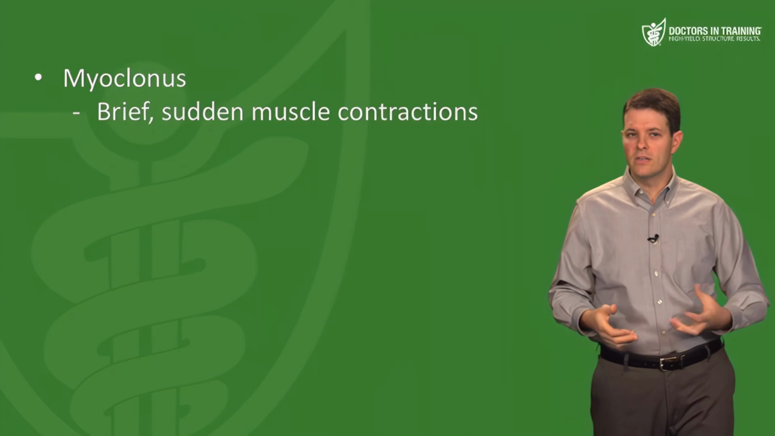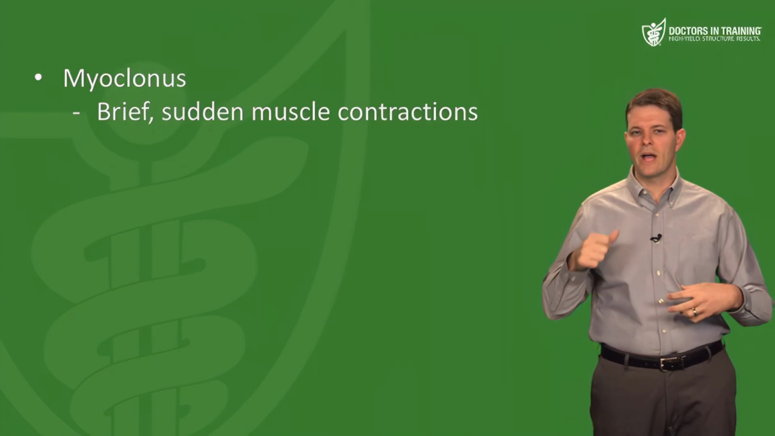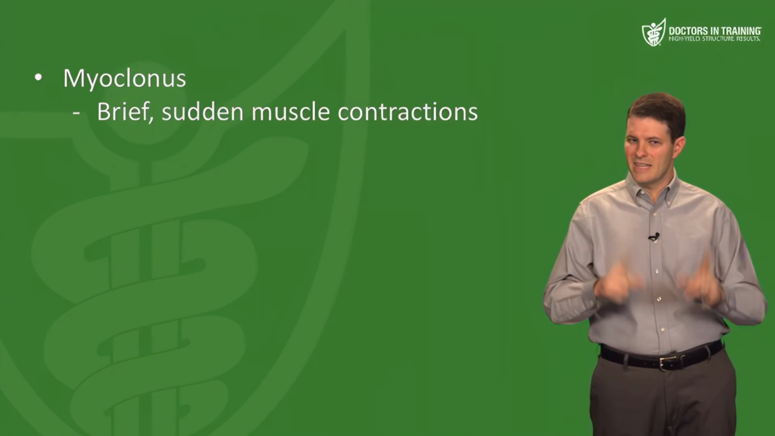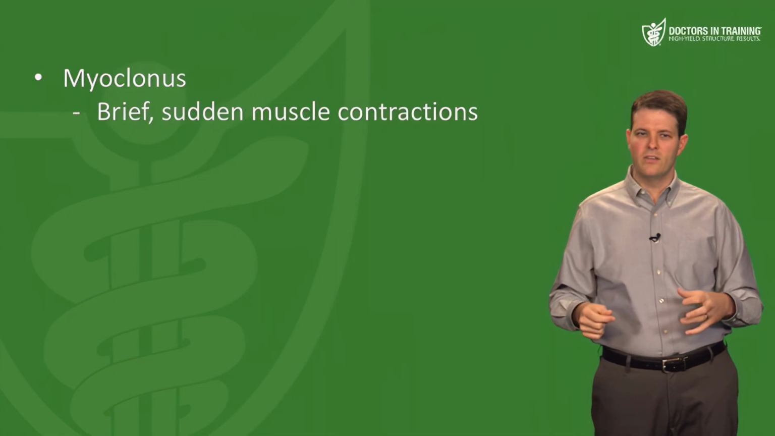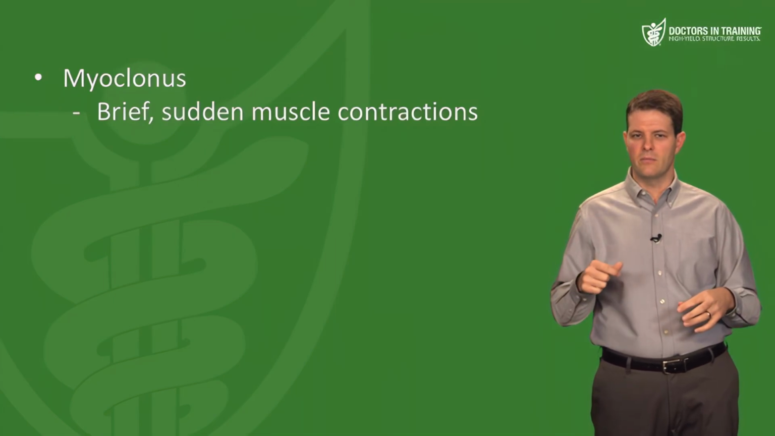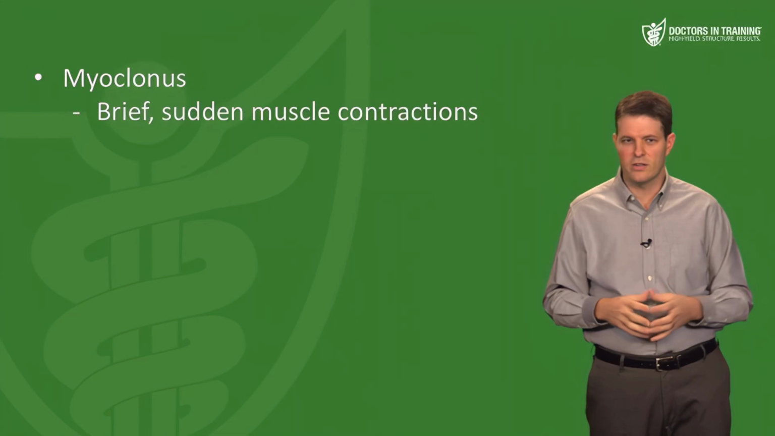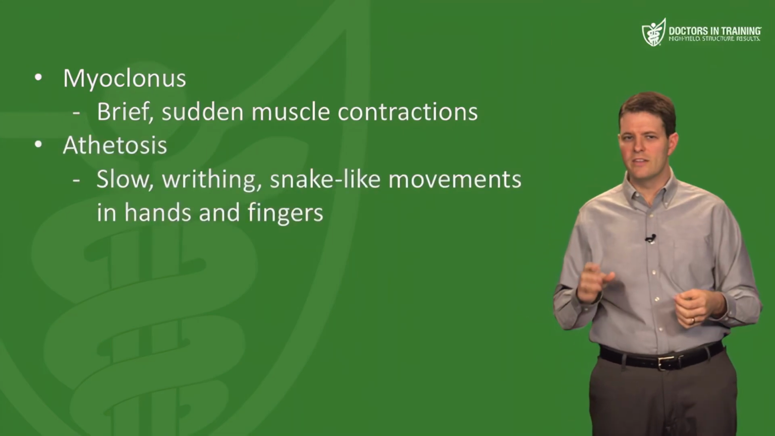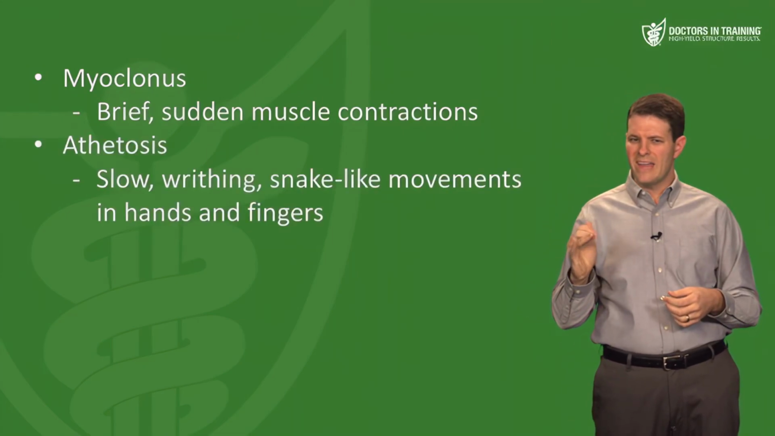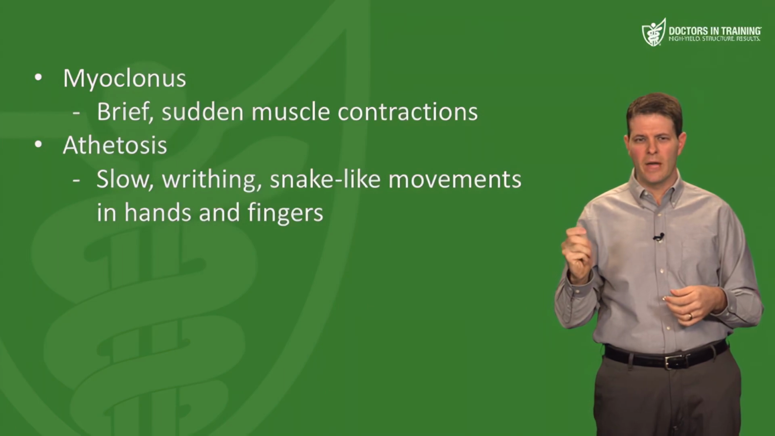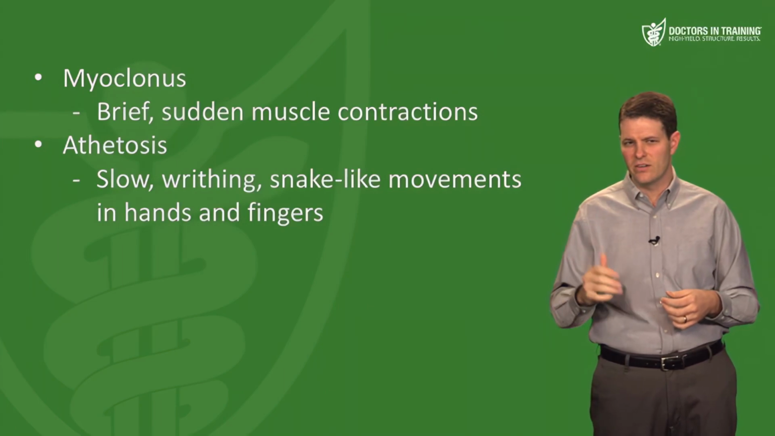Then myoclonus is a brief, sudden muscle contraction. Sounds kind of like chorea, but these can be repetitive. And this is almost just like a brief muscle spasm. The muscle just contracts on its own. Athetosis is slow, writhing, snake-like or worm-like movements in the hands and the fingers.